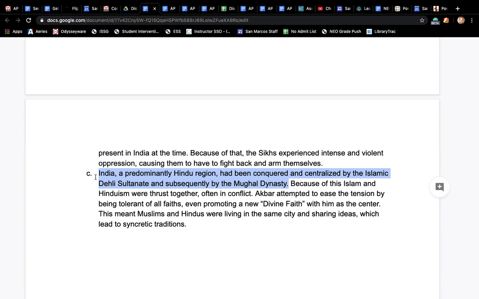You had a majority Hindu population that was conquered by a minority of Muslims who are then governing over this Hindu majority. I then explain it by going, because of this, Islam and Hinduism were thrust together, often in conflict. Akbar attempted to ease this tension by being tolerant of all faiths, even promoting a new divine faith with him at the center. This meant Muslims and Hindus were living in the same cities and sharing ideas, which led to syncretic traditions. I have the answer. And you can really even put these first 2 sentences as the answer, but that's the answer. And then my explanation here.